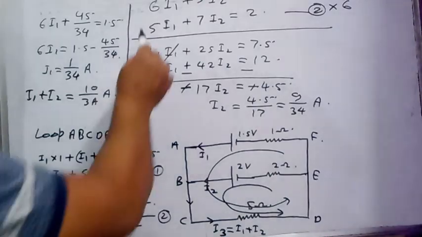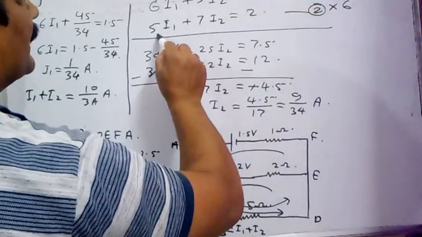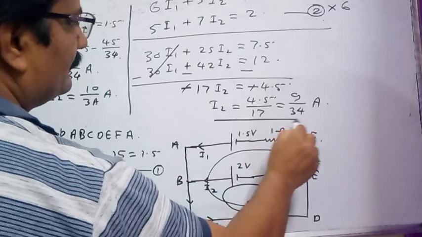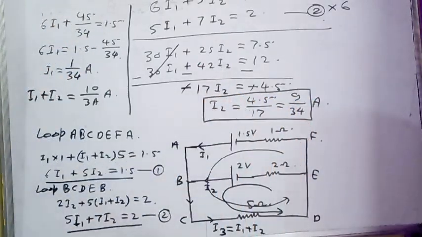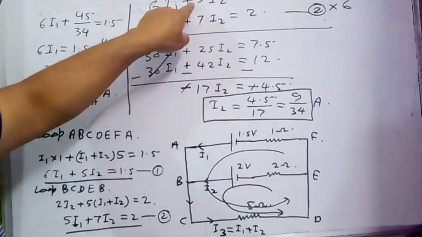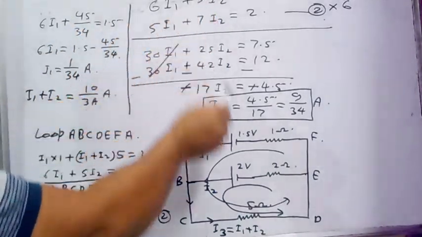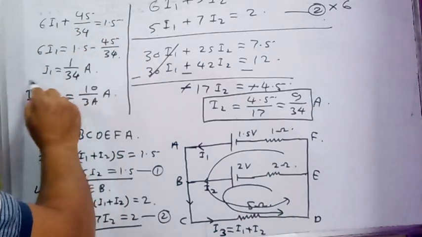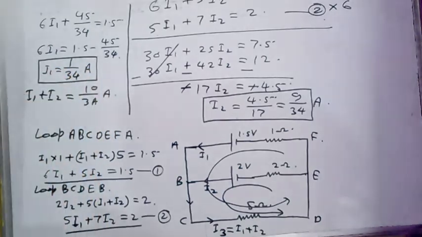So how to solve this linear equation? Suppose we multiply the first equation by 5, the second equation by 3. On solving, you will get the value of I2 as 9 by 34 ampere. Put this value of I2 in either of the two equations. Suppose we are putting this value of I2 in equation number 1. So 6I1 plus 5 multiplied by I2, that is 9 by 34, is going to be 45 by 34, equals 1.5. On solving, the value of I1 is coming out to be 1 by 34 ampere.